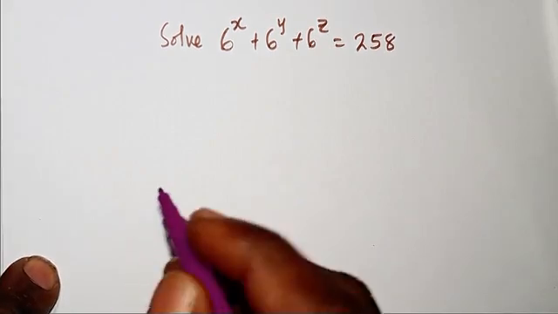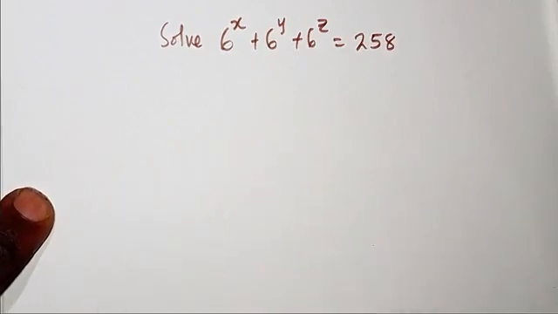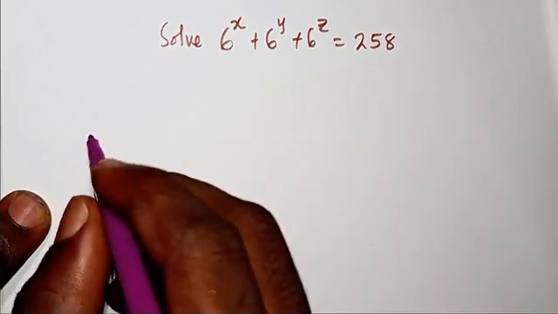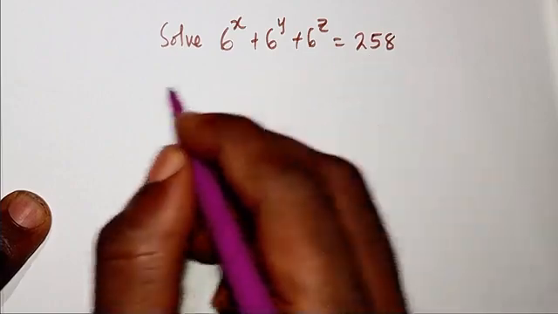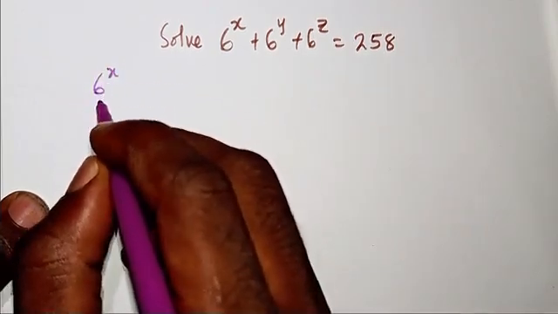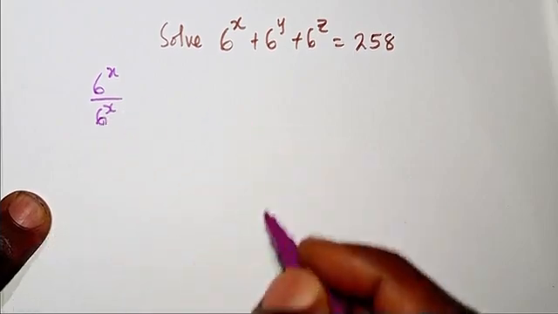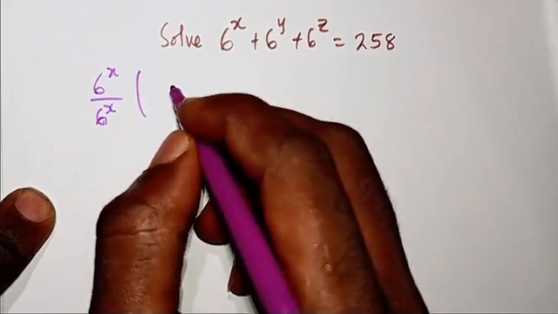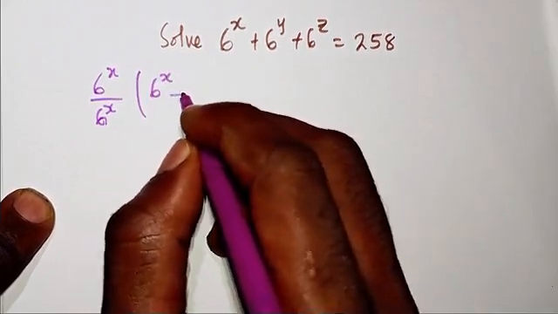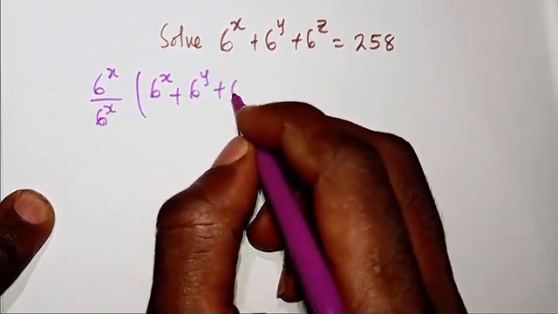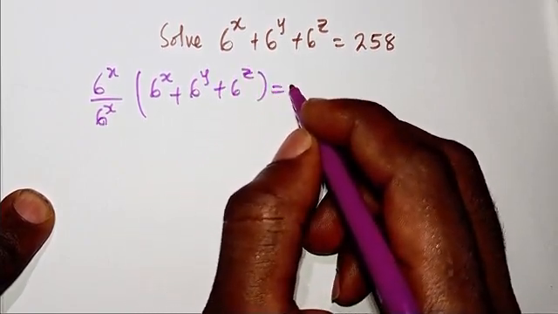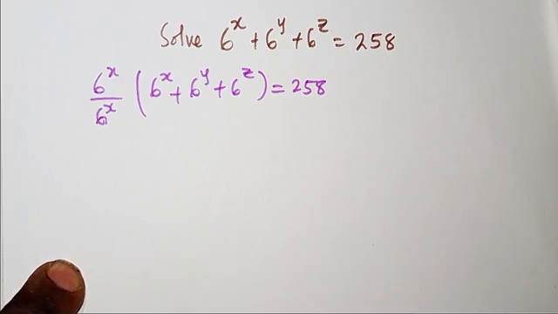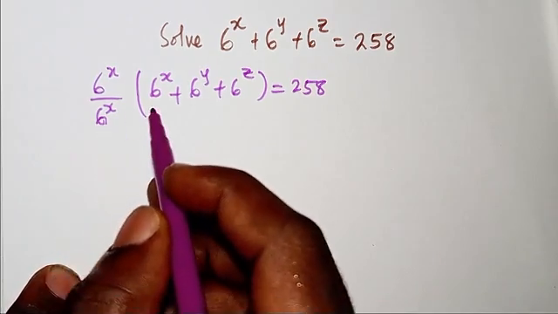Right? So now from here, we are going to be manipulative enough. Let's see what we are going to do. I can rewrite this equation as: if I multiply everything here by 6 to power x, it doesn't change anything, because 6 to power x over 6 to power x is the same thing as 1. Then open bracket 6 to power x plus 6 to power y plus 6 to power z equals 258.